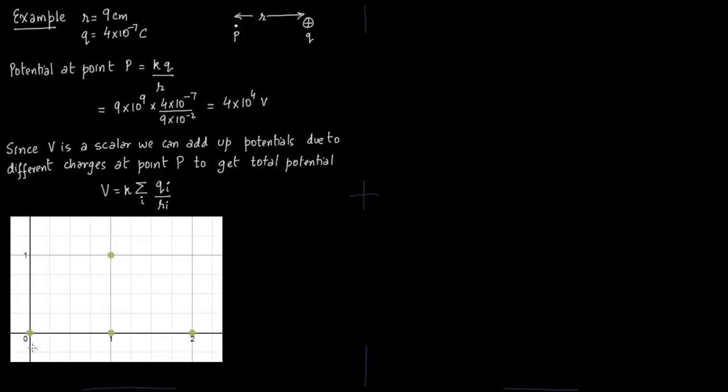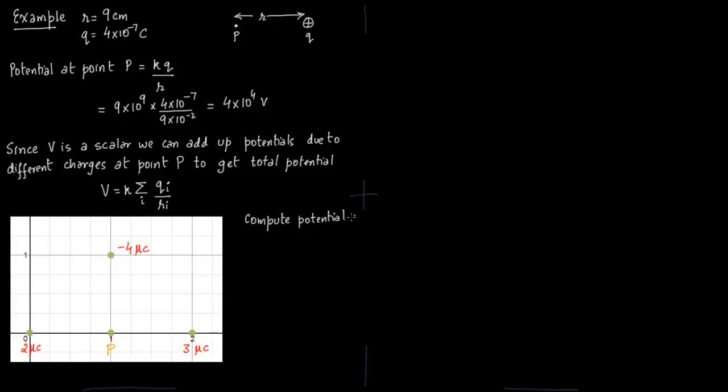Let us give an example to understand this. Say in the Cartesian plane, you have 2 microcoulomb at point 0, 0. Then you have 3 microcoulomb at point 2, 0. Then you have minus 4 microcoulomb at 1, 1. And we have this point P right here at 1, 0, that is on the x-axis. We need to compute the potential at point P.